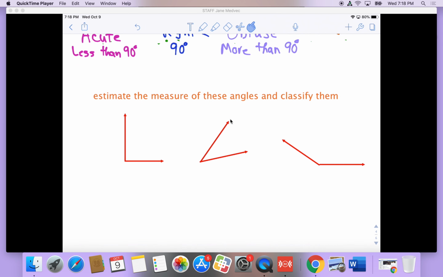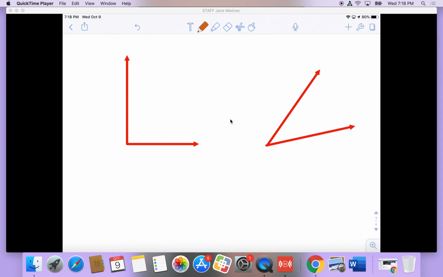Estimate the measure of these angles and then classify them. Again, it's estimation. You never can assume anything is like 90 degrees, but in this instance, you can because it's asking you to estimate it. So if I take a look at the first one, this one I would estimate at 90 degrees, and I would say that's a right angle.